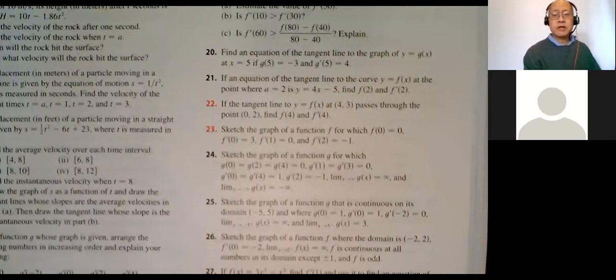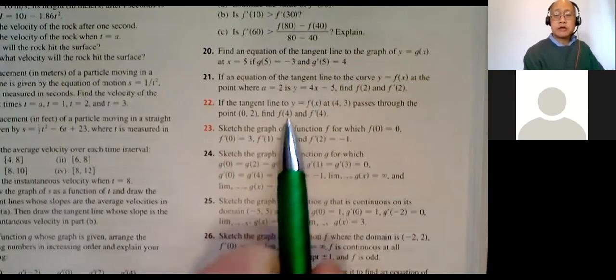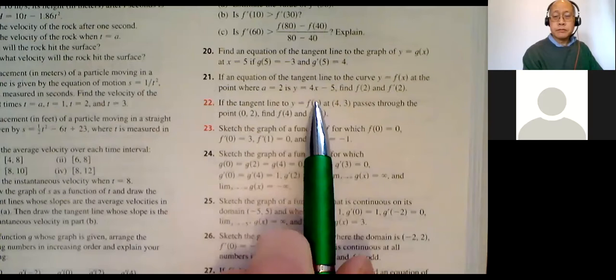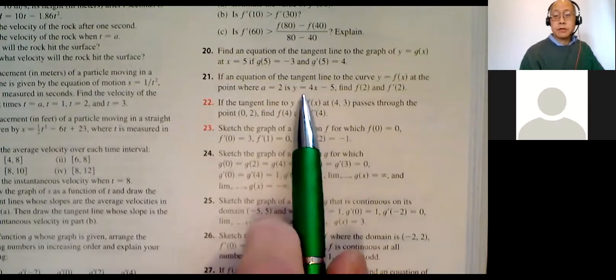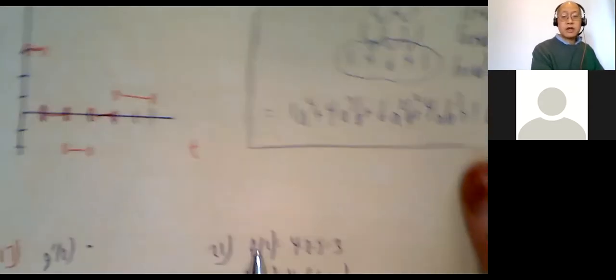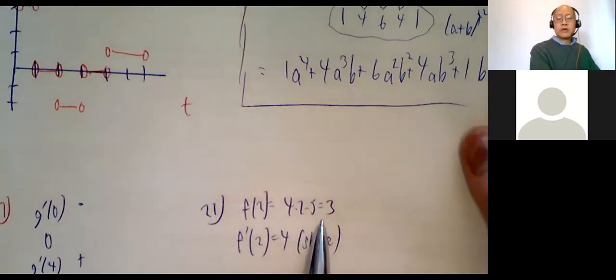So this one's a little bit different. They don't give you the function. They do tell you the tangent line. So how do I find f of 2? I plug in 2. 4 times 2 minus 5. F of 2 is 4 times 2 minus 5, which is 3.